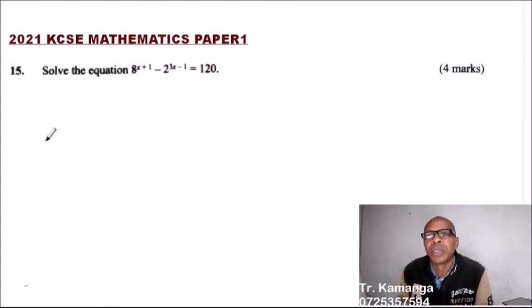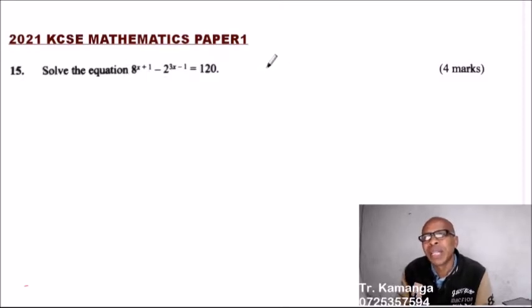Question number 15. Solve the equation 8 to the power x plus 1, minus 2 to the power 3x minus 1, is equal to 120. Here you are going to apply the knowledge you learned in the topic of indices in Form 2. You learned the 3 rules of indices, of which you are going to apply maybe one or 2.